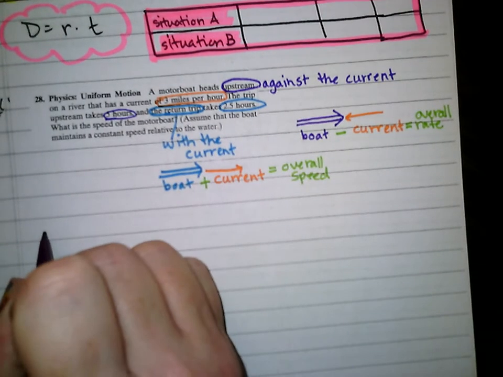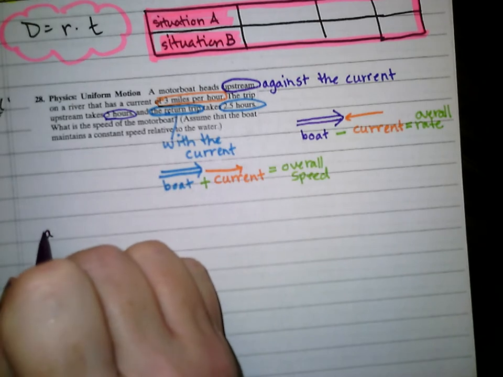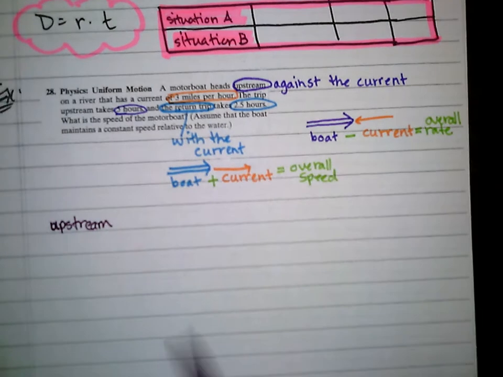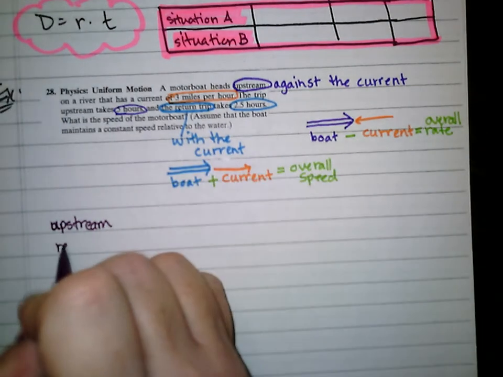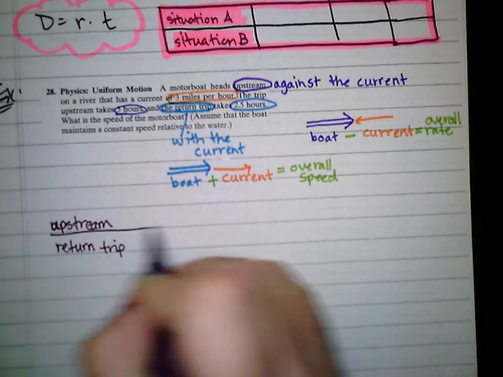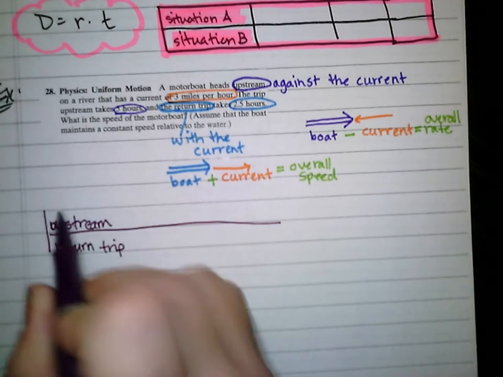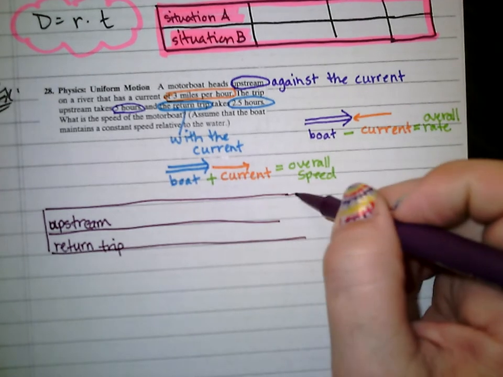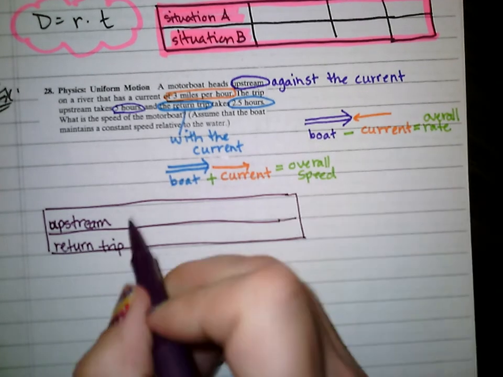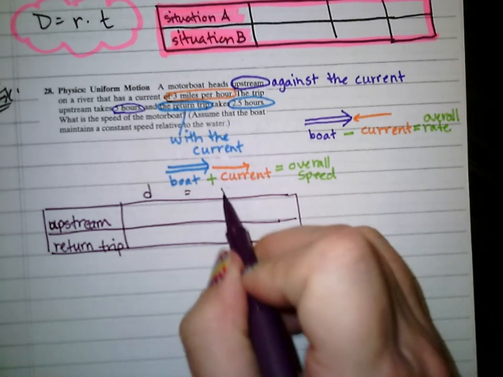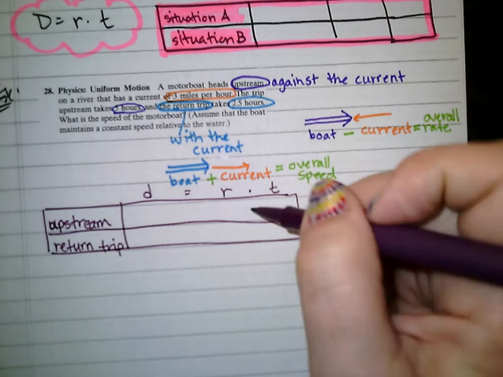So situation A, we're going to say is against the current or upstream. And situation B, they said the return trip, which we know is downstream. And we're going to fill in what we know, and then we'll be able to use that equation, distance equals rate times time, to get an equation going.